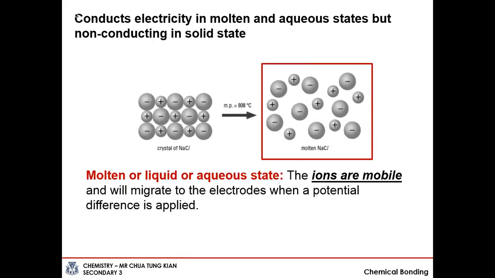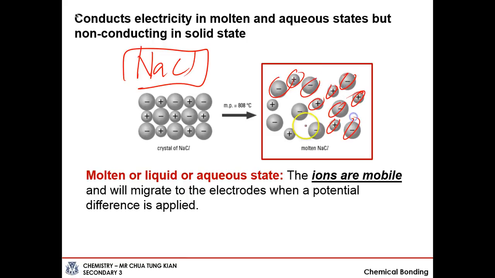Aqueous state is the same. When I dissolve a block of sodium chloride in water, the block disappears. Why does it disappear? Because the individual ions are out of the block. So when it is individual ions, again, when I apply plus, apply minus, they will migrate and carry a charge. This is the electric current flow. So ionic compounds conduct in both molten and aqueous states.